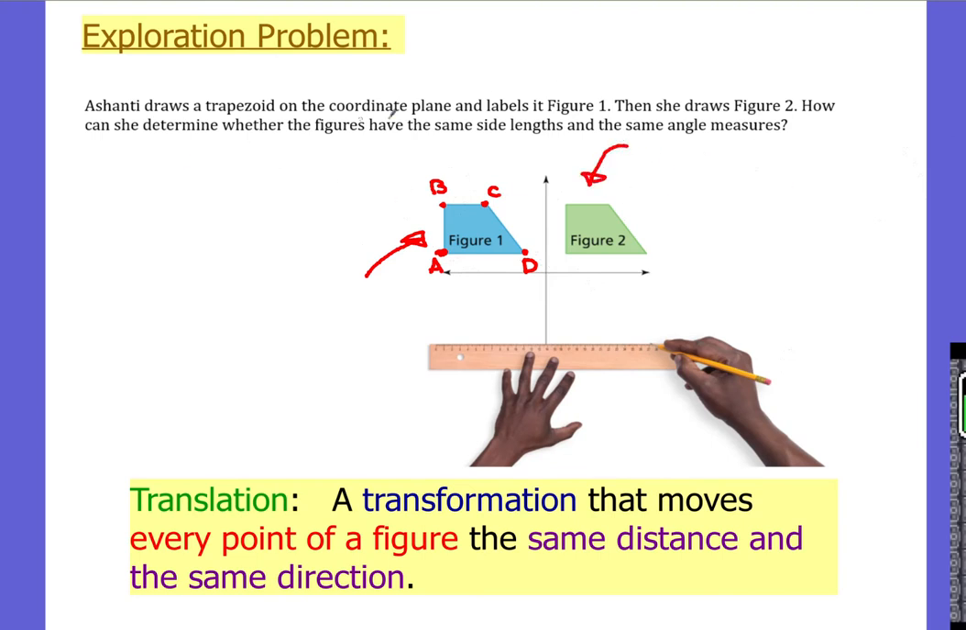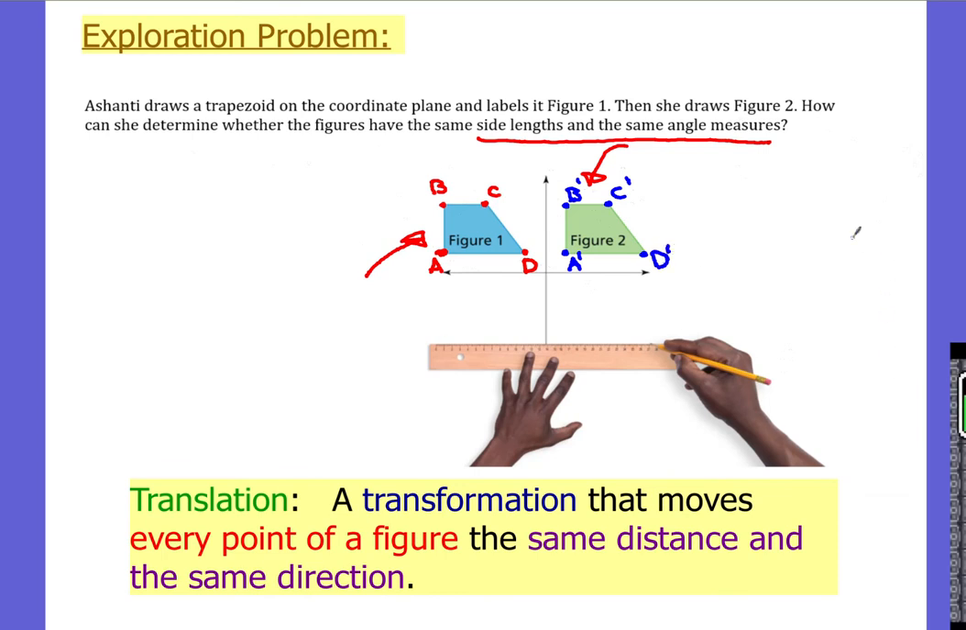We're asking how can she determine whether the figures have the same lengths and same angle measurements, which is basically asking, is it the same shape? We'll call it shape 2. It has vertices, and to label it, they're the same but kind of different. We'll label it A prime. That's what I mean by that little dash up there, little geometry notation. We'll call it B prime, C prime, and D prime.